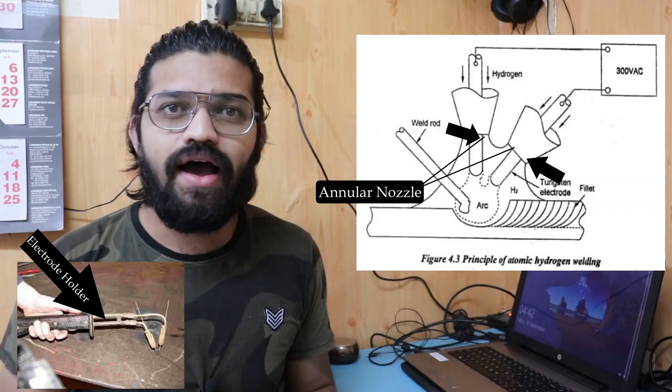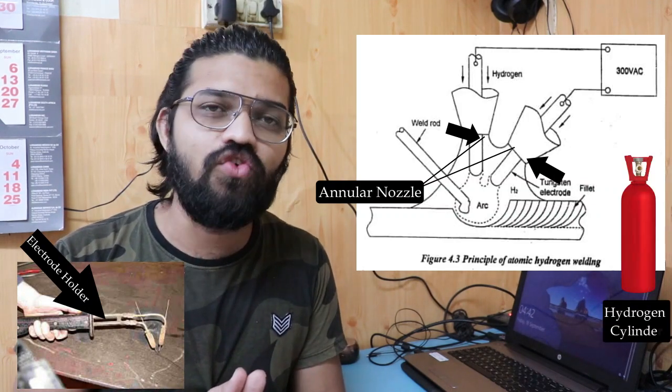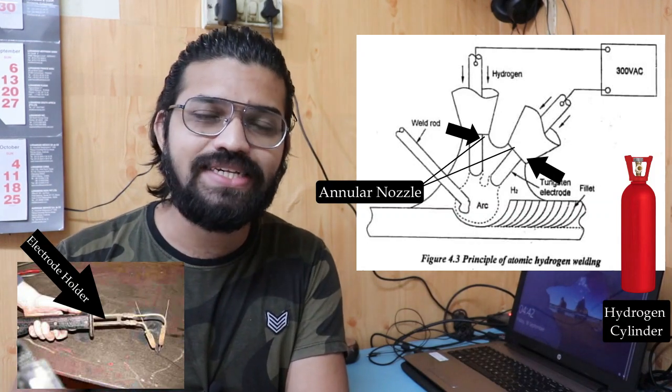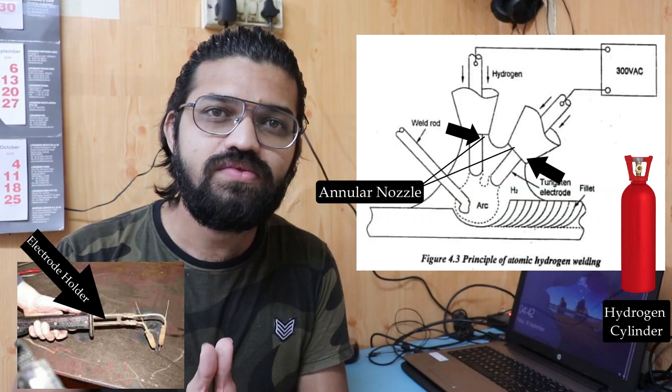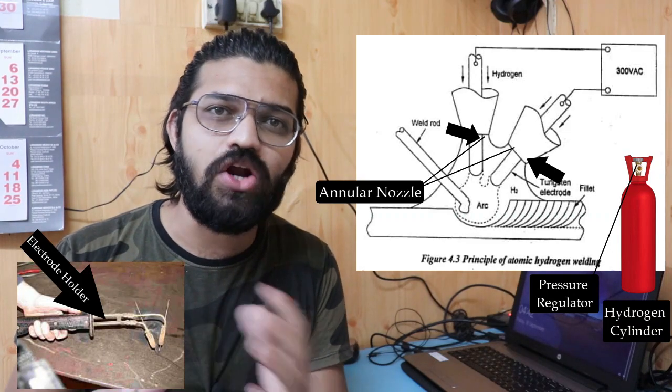Through that annular nozzle the hydrogen gas is continuously passed to carry out the welding process. As the supply of hydrogen is necessary, we need a hydrogen gas cylinder, and we also need to monitor its pressure. This is the reason we need the hydrogen gas cylinder and a pressure regulator to regulate the pressure of the hydrogen gas.